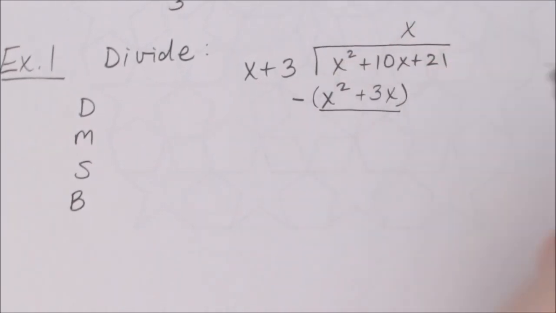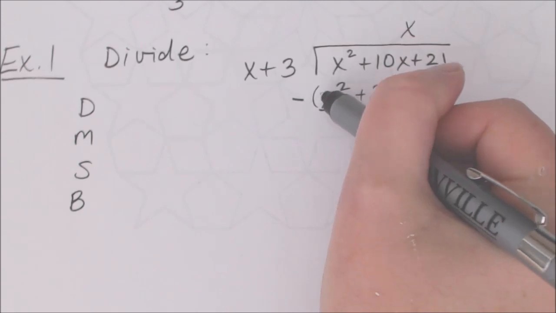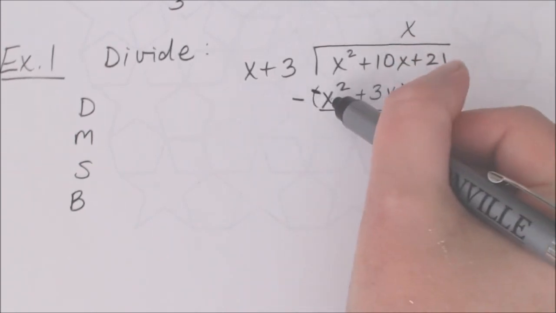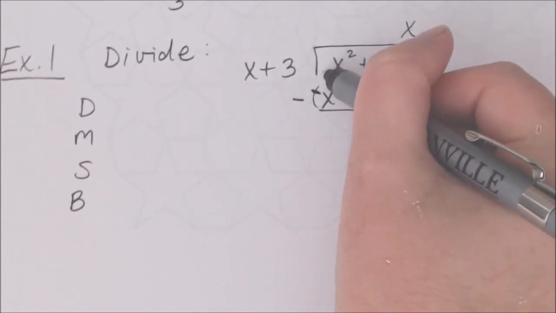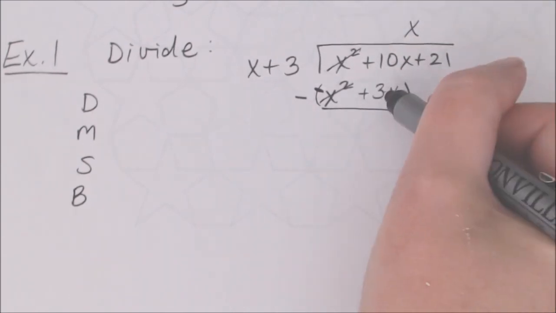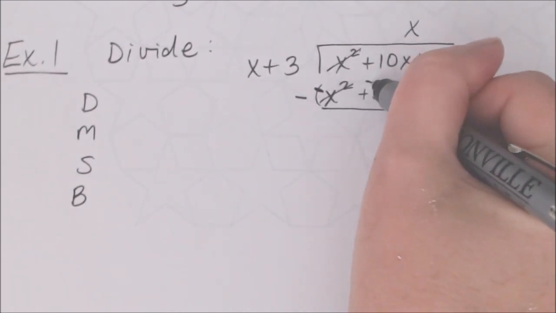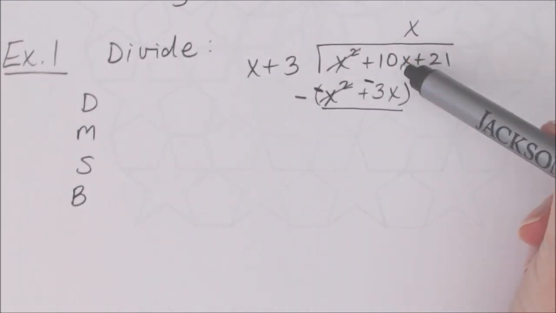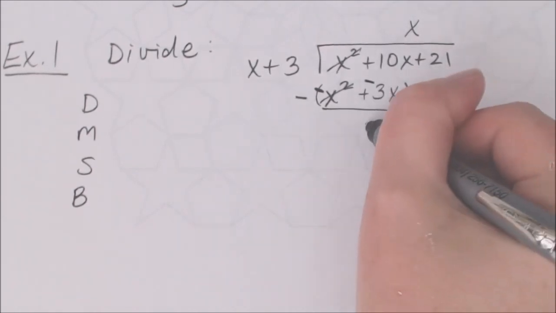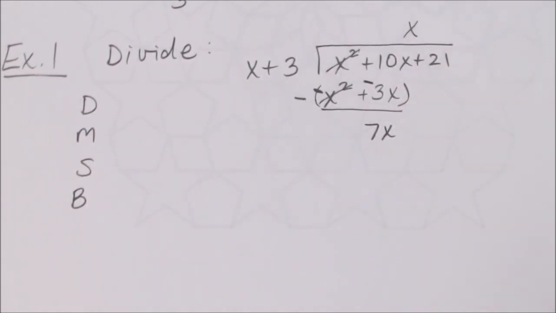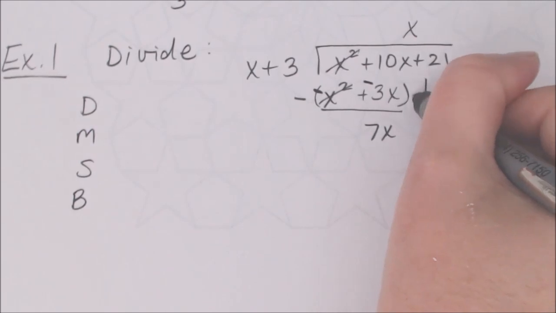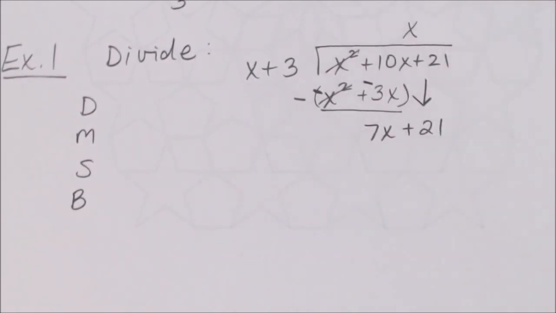So I'm going to put parentheses around it. Don't forget those parentheses. It's going to make a big difference. So we've got x squared minus x squared, because that's going to turn into a negative x squared, so those are going to cancel out, which is what we want. The 3x also becomes negative. So we've got 10x take away 3x, which gives us 7x. And then b is bring down, so we're going to bring down the positive 21.